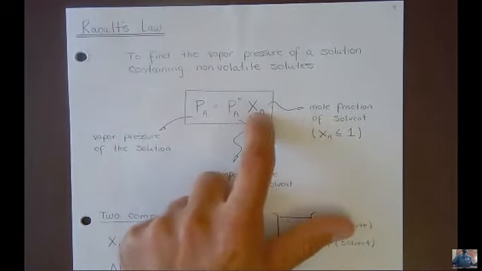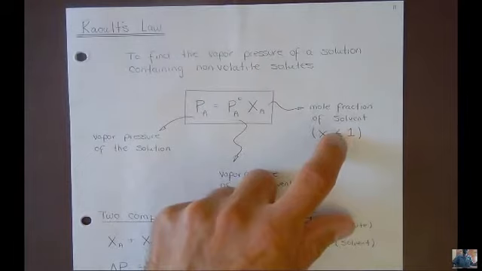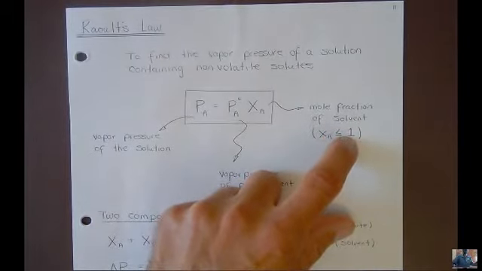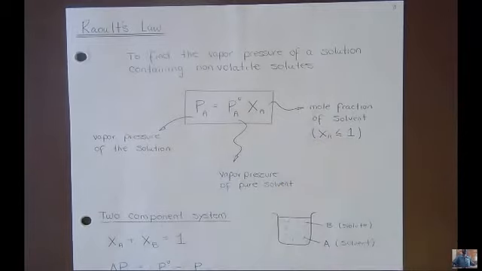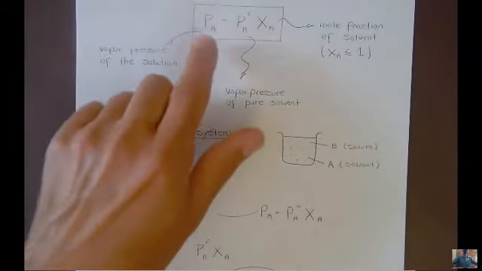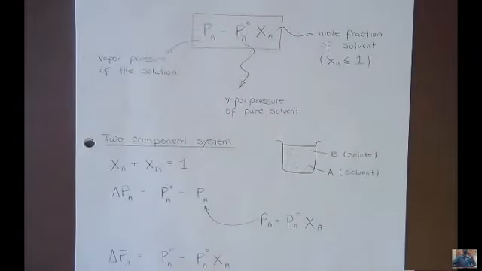And then you have all the different places in between. So X of A has to be less than or equal to 1, and can't go below 0 either. So very simple formula. That's all you have to do. So we'll practice in a bit.